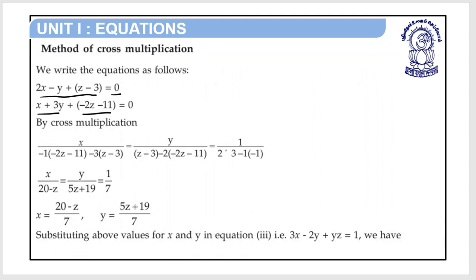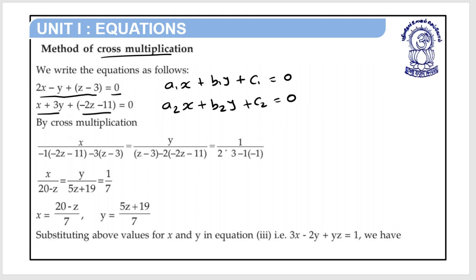2x minus y. So compared with a1x, because we require only two equations for cross multiplication, a1x plus b1y plus c1 is equal to 0. In the same way, comparing equation number 2, a2x plus b2y plus c2 is equal to 0.